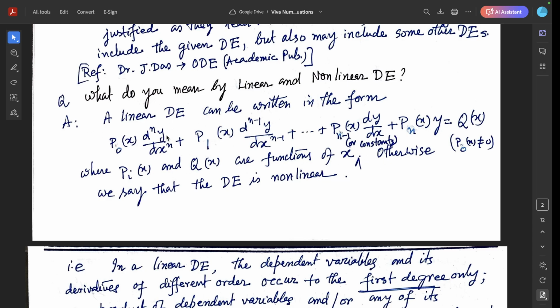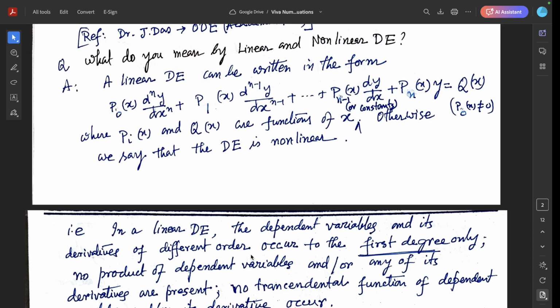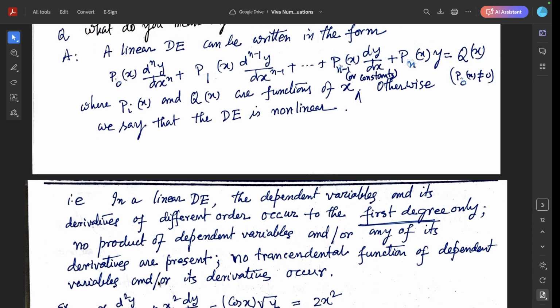Actually, linear here means the dependent variable y and its derivatives of different orders occur to the first degree only, and no product of dependent variables, that is y here, and or any of its derivatives are present, and no transcendental function of the dependent variable and or its derivatives occur.